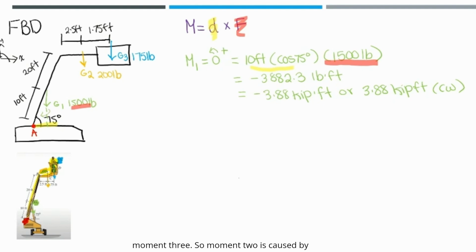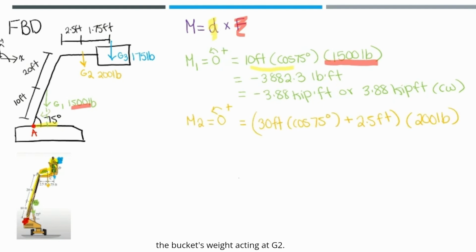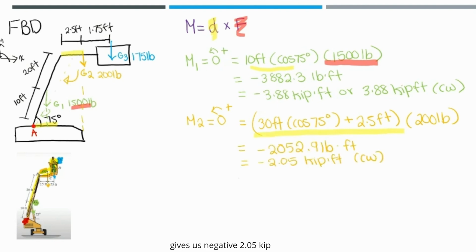So moment 2 is caused by the bucket's weight acting at G2. So that is 30 feet times cos 75 degrees plus 2.5 feet. Multiply this by 200 pounds. This gives us negative 2.05 kip feet, or 2.05 kip feet in the clockwise direction. Again, G2 creates a clockwise moment about point A.